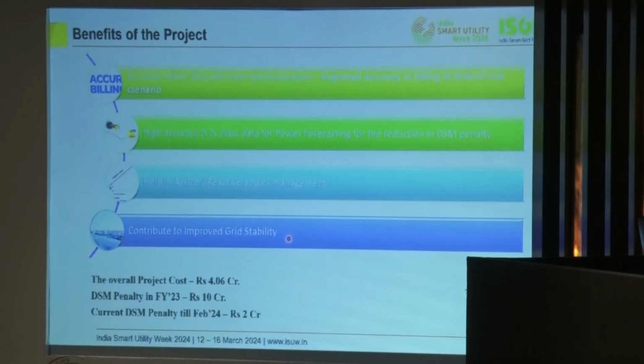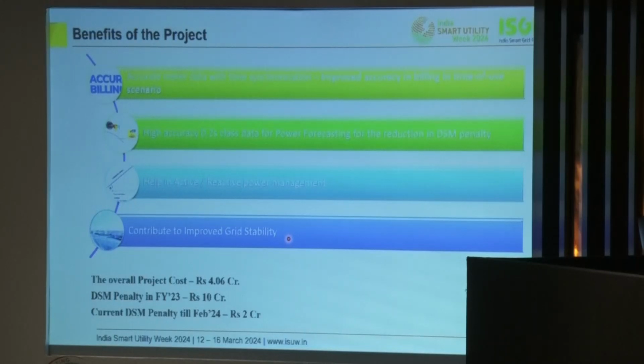And there is always a difference, so you always need to have a trade-off between that data, when you compare it with the DTL meter data or the exchange point meter data. So with the ABT meter, we have this high accuracy 0.2s class data. It also helps in active and reactive power management.